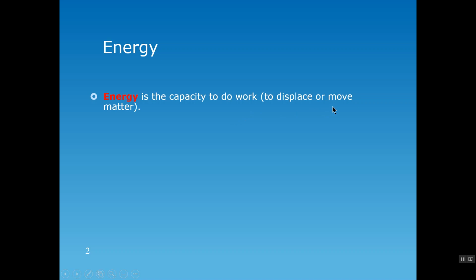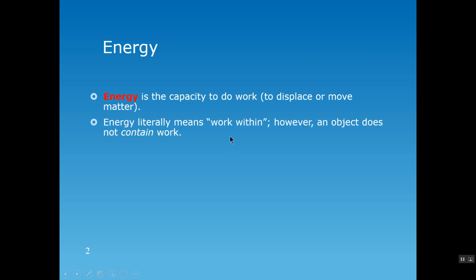So if you push on something or if you pull on something and it moves, then it is said that you have done work on that object. Now, if you apply force to an object and it doesn't move, it doesn't matter how big the force is, if it doesn't move, then no work is done, all right?